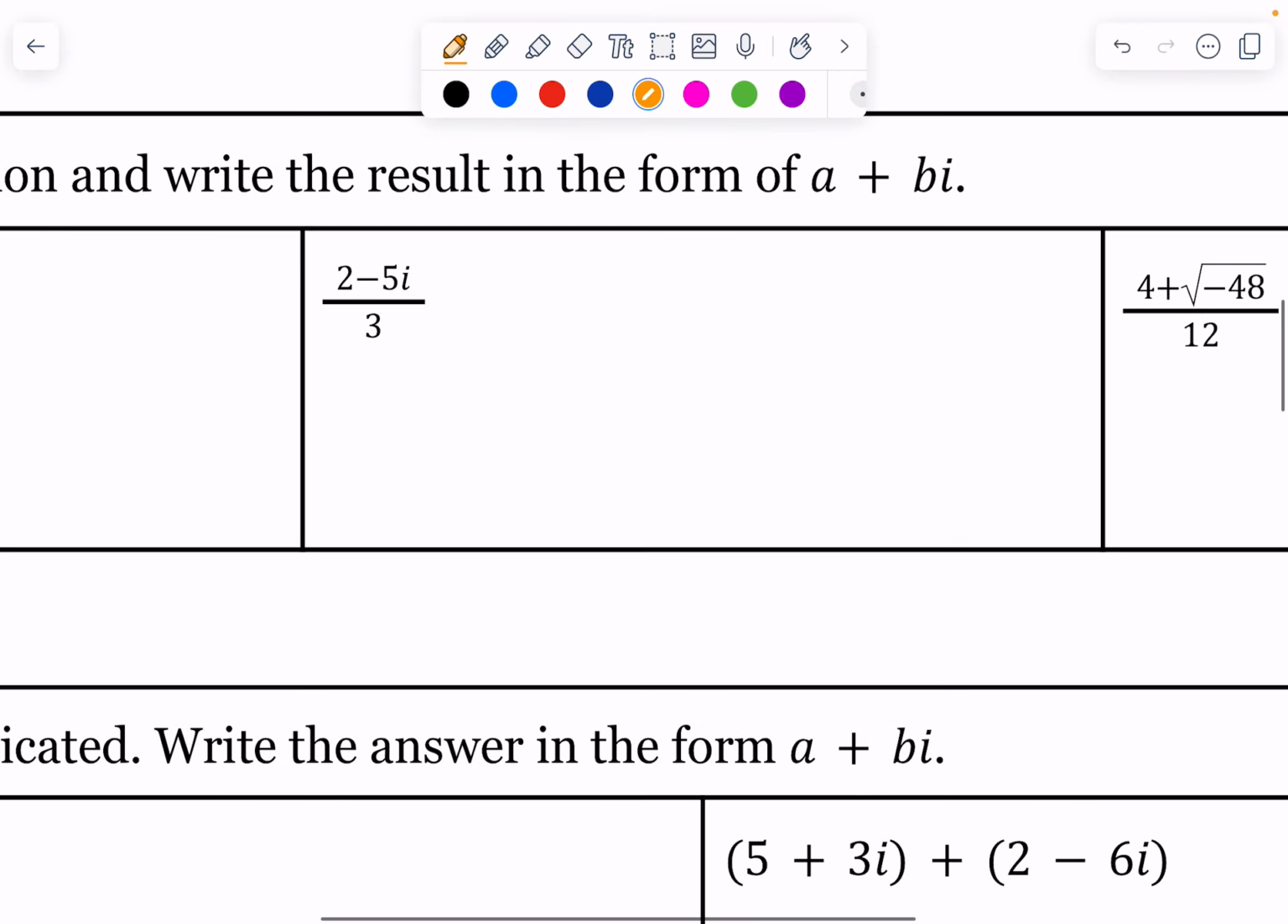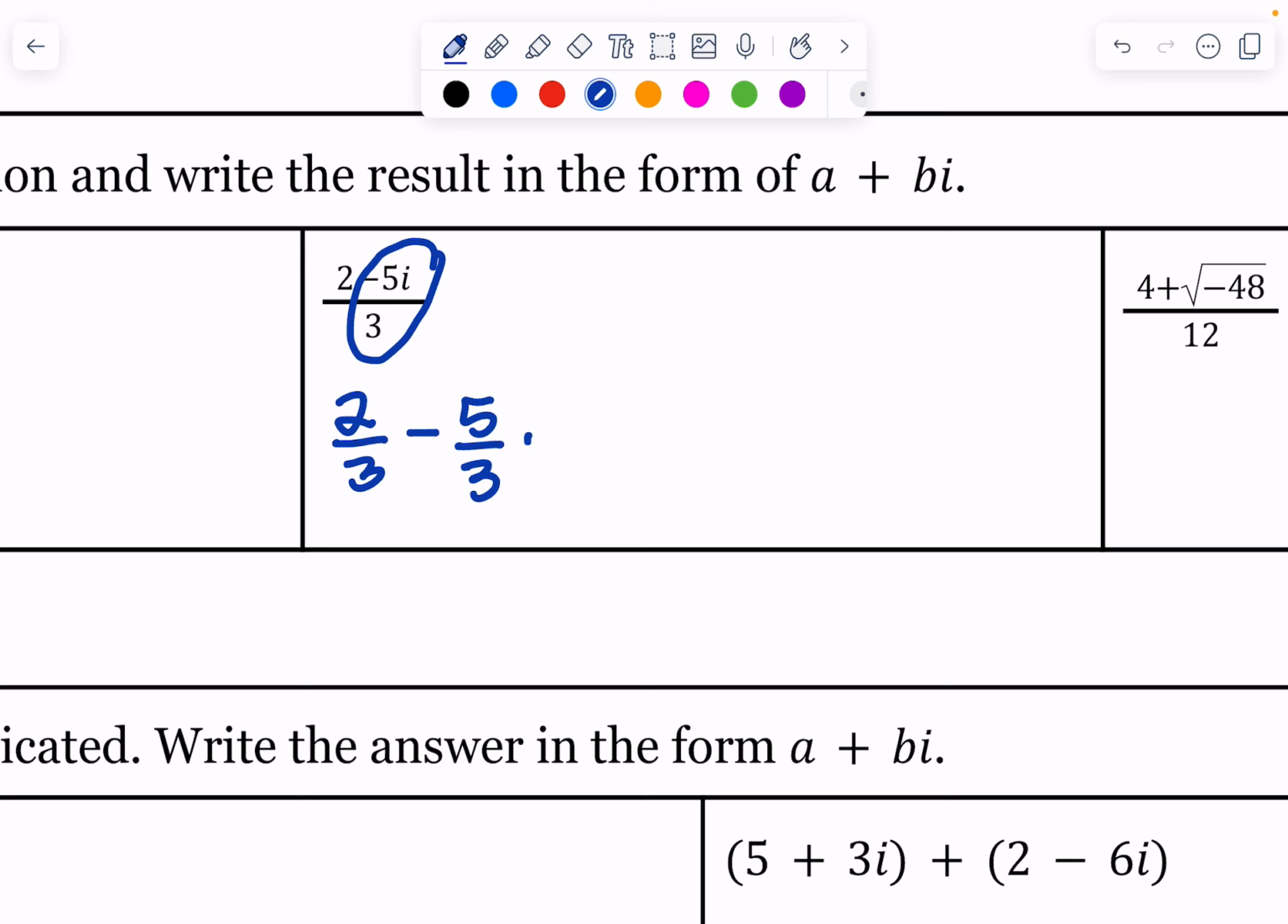All right, for this middle problem, we already have the i here, so we don't really need to simplify. However, we have this 3 on the bottom, so we need to divide 2 by 3, and we're going to get 2/3. And then we need to divide negative 5i by 3, so this is just going to be minus 5/3 i. And now it's in the form a plus bi, so for this one, a is 2/3, and b would be the negative 5/3.